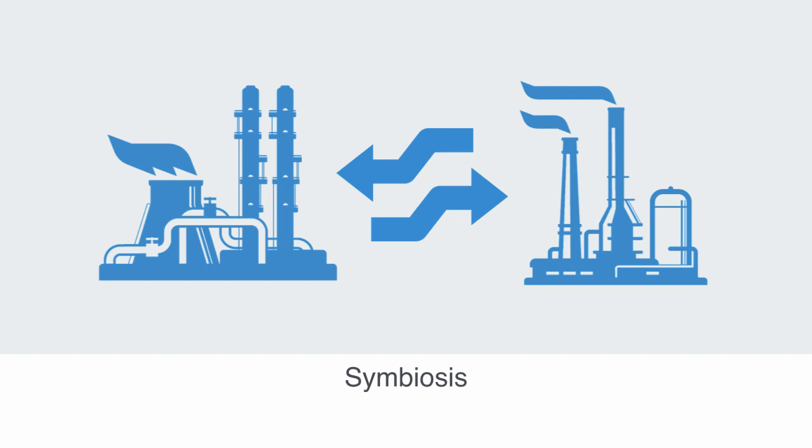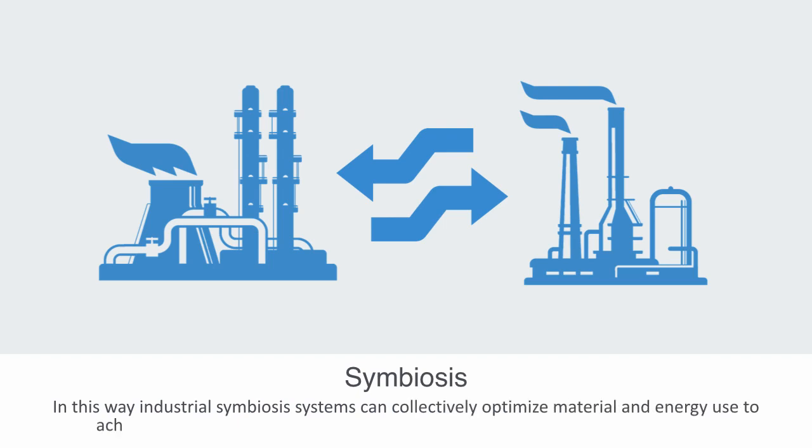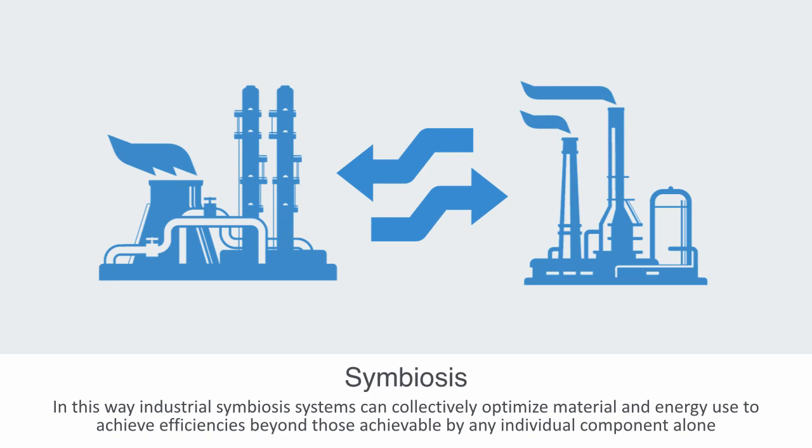A simple example of this would be a wastewater treatment plant providing cooling water for a power station, and the power station in turn supplying steam for an industrial user. Another example would be the use of tire shred or plastic pellet waste from a factory output that can be sold onto other businesses as valued inputs. In this way, industrial symbiosis systems can collectively optimize material and energy use to achieve efficiencies beyond those achievable by any industrial component alone.